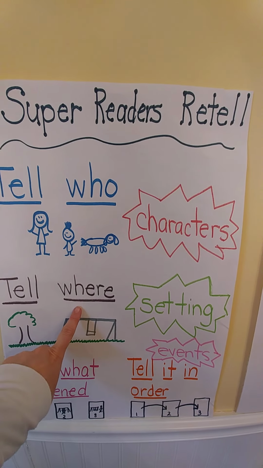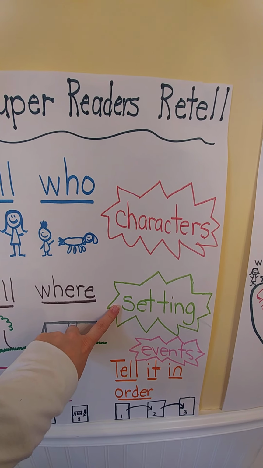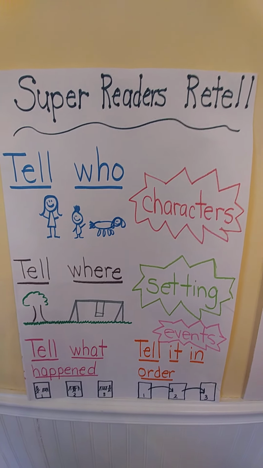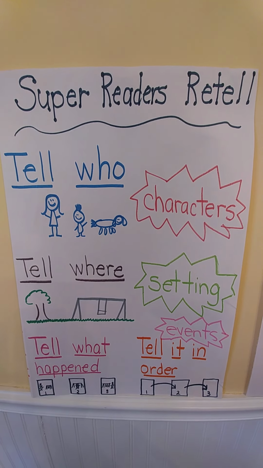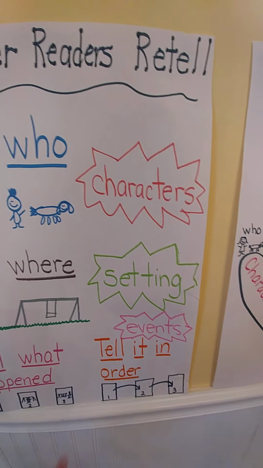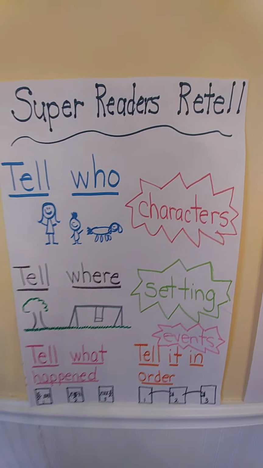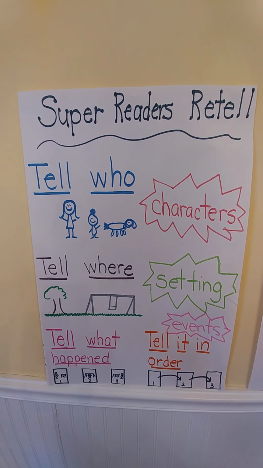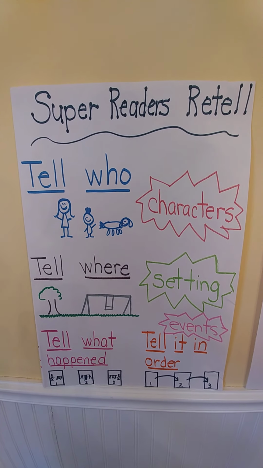We know when we tell where we are in the story, we call that the setting. We also could talk about the time of day when we talk about setting. Boys and girls, when we tell about what happened and when we tell it in order, we are talking about the events in the story. Do you see that we do that when we retell stories, when we write stories too?